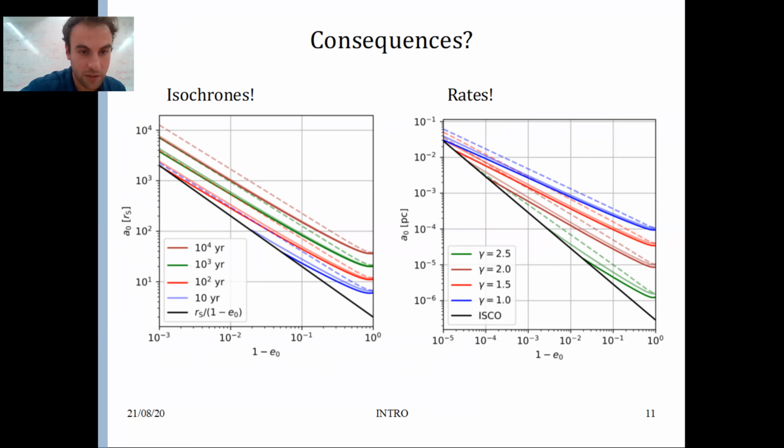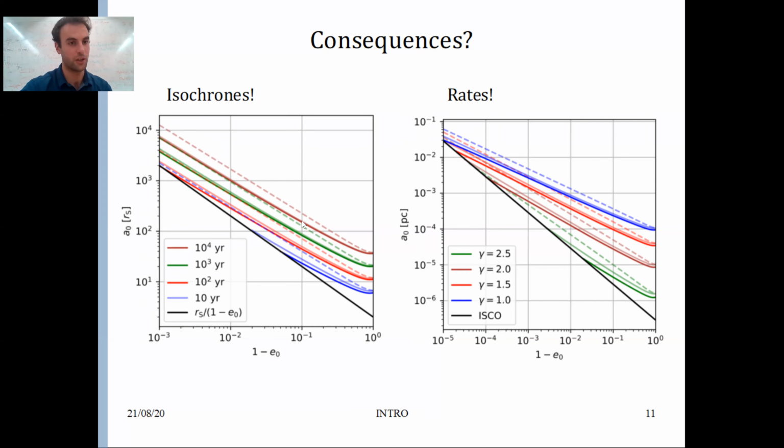For example, in this left plot, we equate it with 10 to the 4 years, 10 to the 3 years, 10 to the 2 years, etc. What does it mean? It means that sources that lie on these lines will take 10 to the 4, 10 to the 3, etc. years to decay from that point. And we can see here the old result with Peters' formula is denoted by these dashed lines, and the corrected results are denoted by the solid lines.